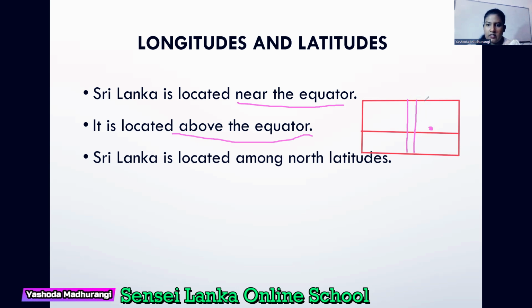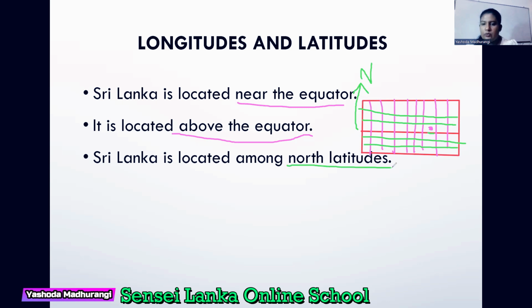If we take the longitudes, they are like this. These pink color lines are longitudes. I will use green color for latitudes. So, above the equator, if we go upwards, they are north latitudes. Now the equator is here. Sri Lanka is above, so they are north latitudes. That is the way of understanding.